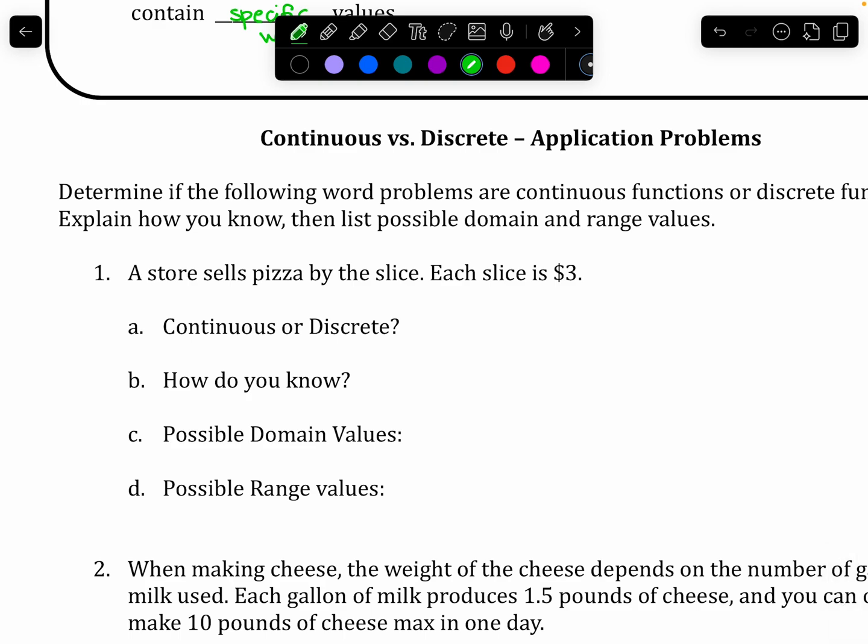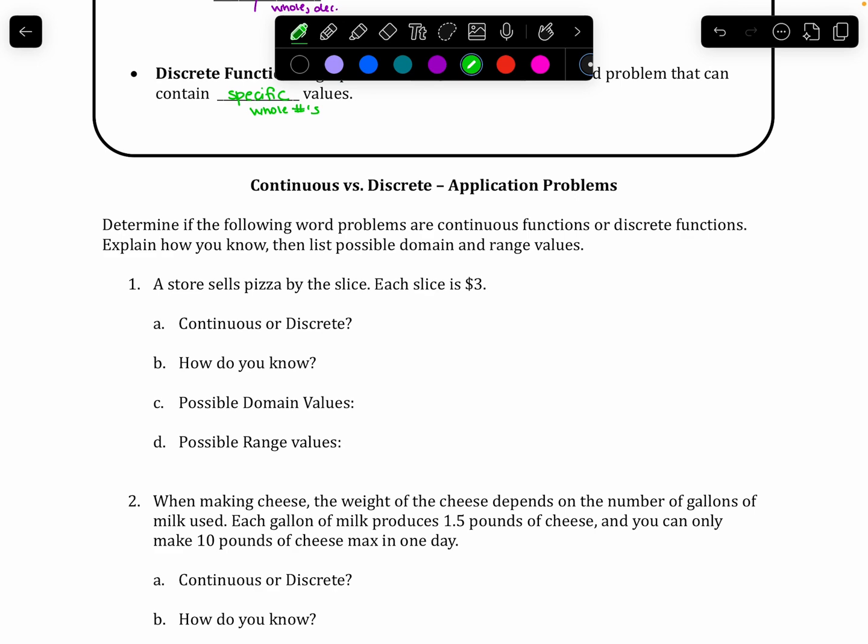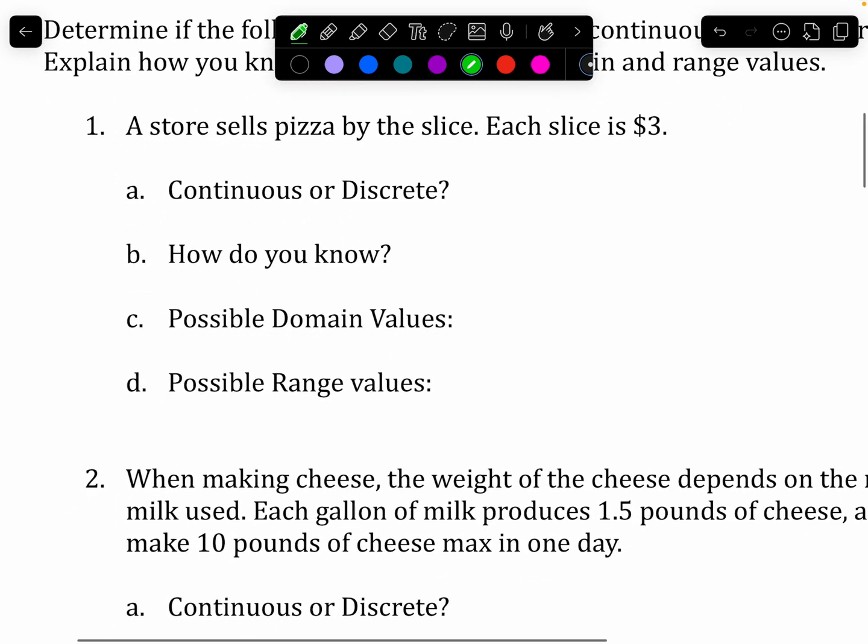We're going to talk about continuous and discrete functions in terms of our word problems. So it says determine if the following word problems are continuous functions or discrete functions, explain how you know, and then list possible domain and range values. So when you look at number one, it says a store sells pizza by the slice. Each slice is $3. So the question is, is this continuous or discrete?